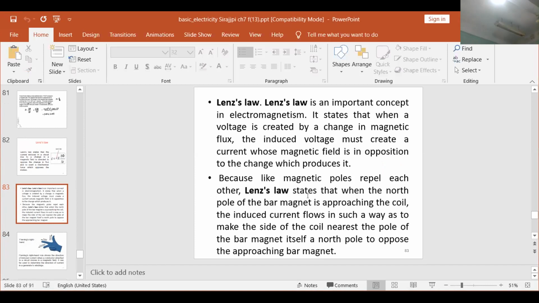Because like magnetic poles repel each other, Lenz's law states that when the north pole of the bar magnet is approaching the coil, the induced current flows in such a way as to make the side of the coil nearest the pole of the bar magnet itself a north pole to oppose the approaching bar magnet.